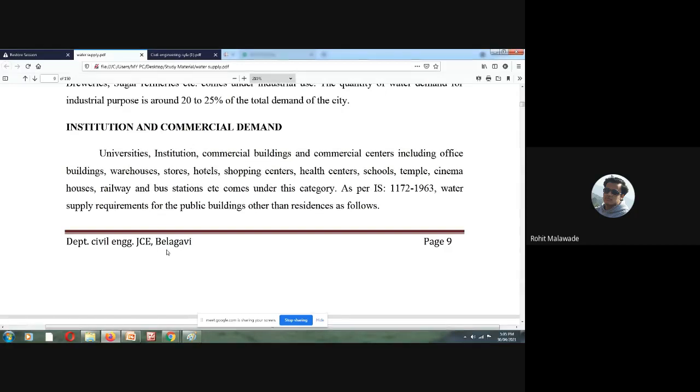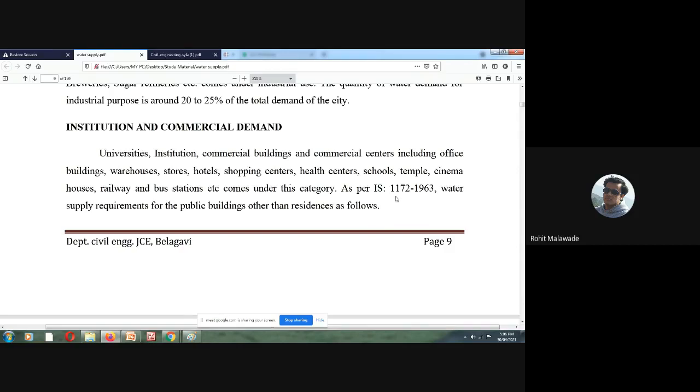When the public is there in huge numbers, we require a good quantity of water in such establishments, and we need to fulfill that requirement. So institutes cover all the offices, schools, colleges, whereas the commercial area covers hotels, cinema theaters, railway stations, bus stations. All these are considered commercial establishments.